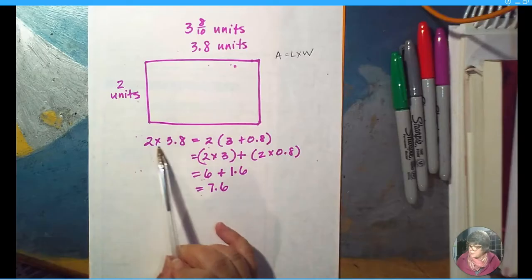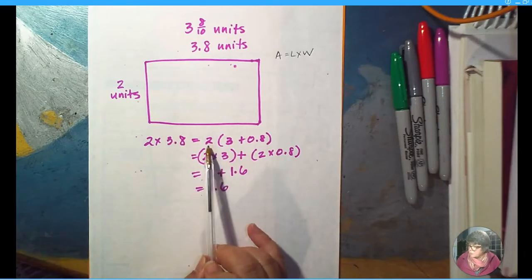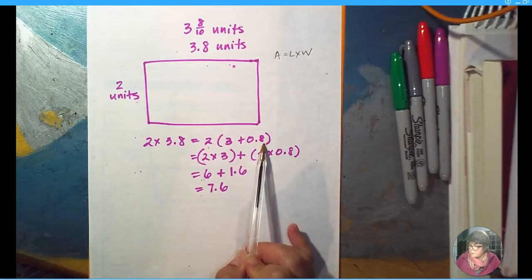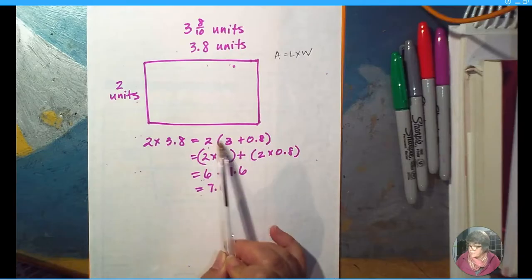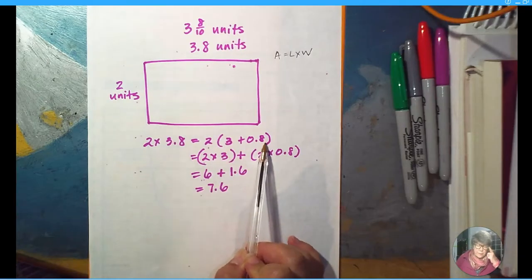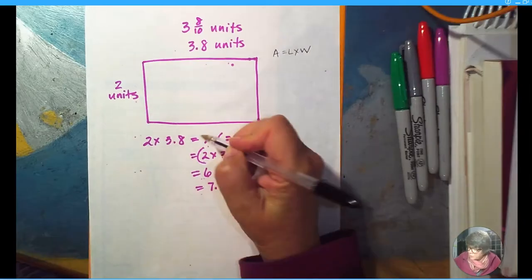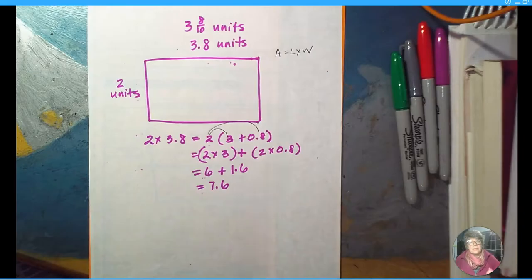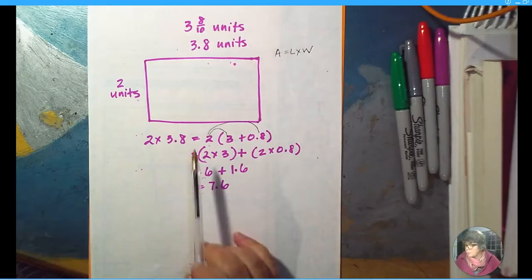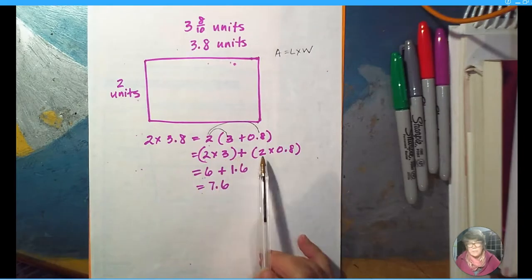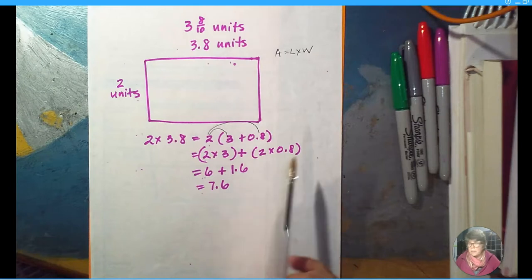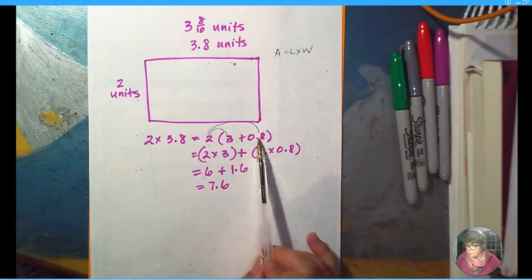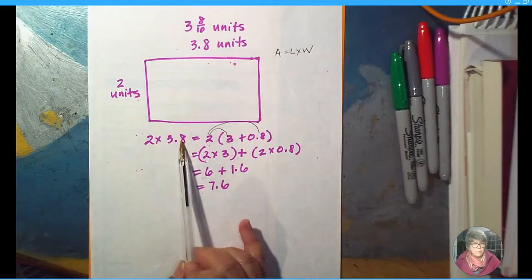2 times 3 and 8/10 is 2, and then the parentheses means times 3 and 8/10. So then we want to distribute the 2. We want to give it out to both of these. That's what distribute means, right? To give out. So 2 times 3 plus 2 times 8/10, essentially multiplying both of these by 2, right? Because we're multiplying both of them by 2.